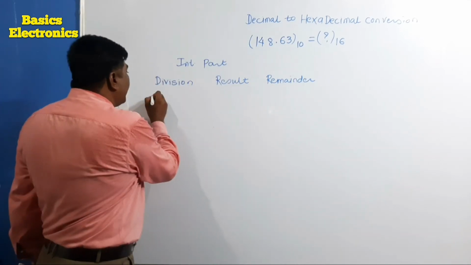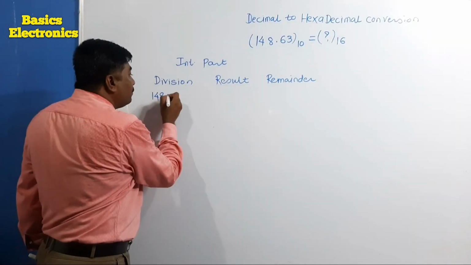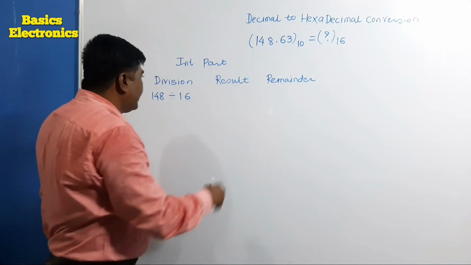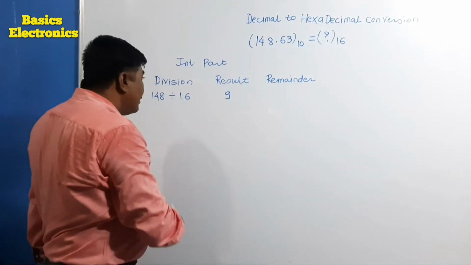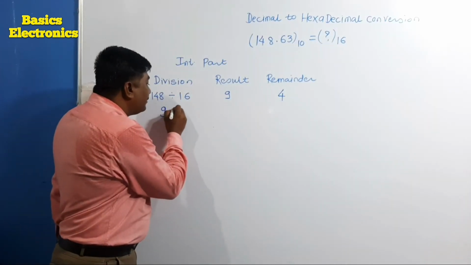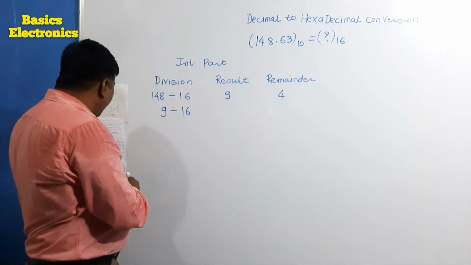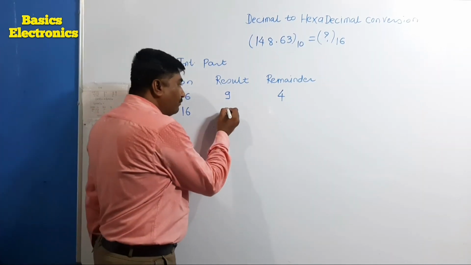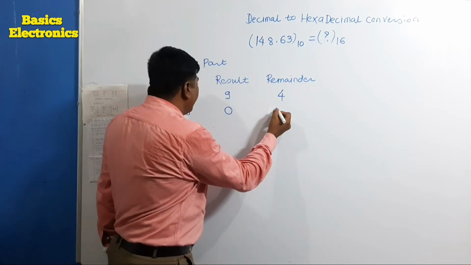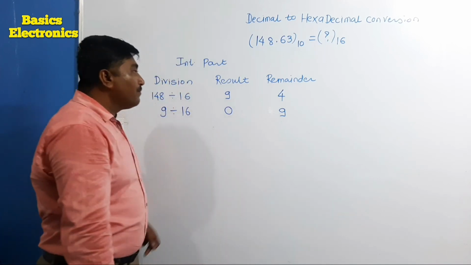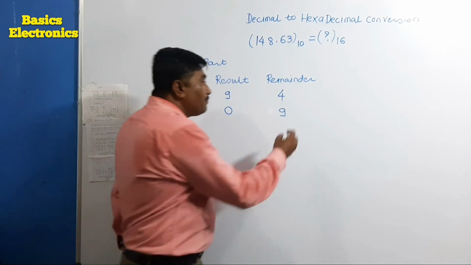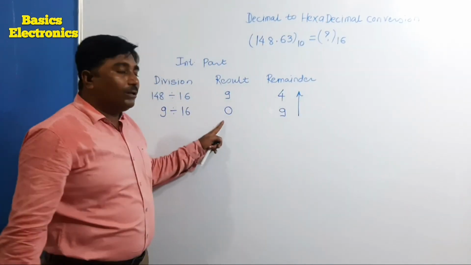So 148 is the integer part. We divide it by 16. 148 divided by 16, the result is 9. The remainder is 4. Then we divide 9 by 16. What do we get after dividing 9? The result is 0, and the remainder is 9. Now, are there any more steps? No, we have to stop the conversion because the result is 0.